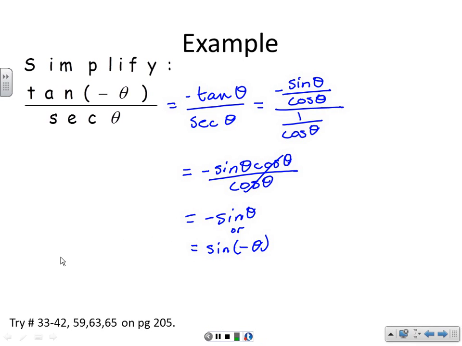Alright, so I'd like you to try these numbers on page 205. If you have any questions, bring them into class.